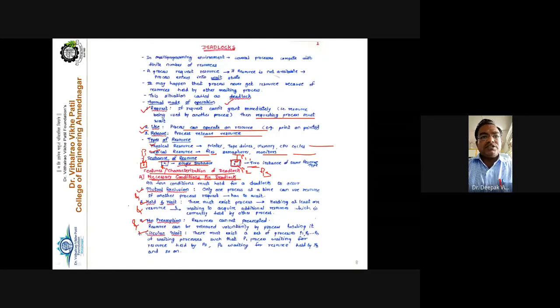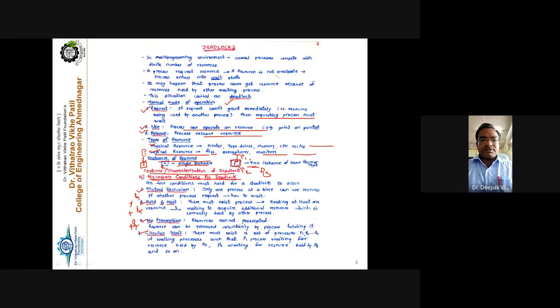So all four conditions means addition. If these four conditions occur, then definitely the system enters into the deadlock state. But if the operating system is able to successfully remove or stop one of the conditions, say these three conditions are there, hold and wait, no preemption, and circular wait, but mutual exclusion is not there, then also the system does not enter into the deadlock state. Means you have to prevent at least one condition so that deadlock will not occur in the system.